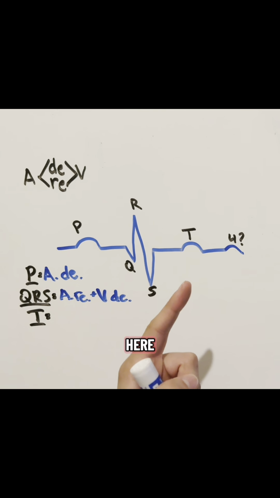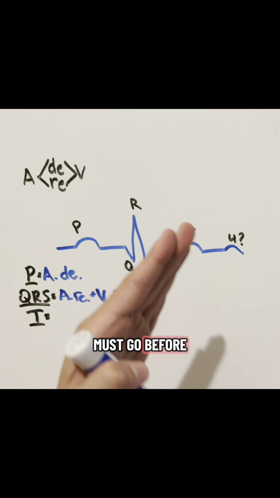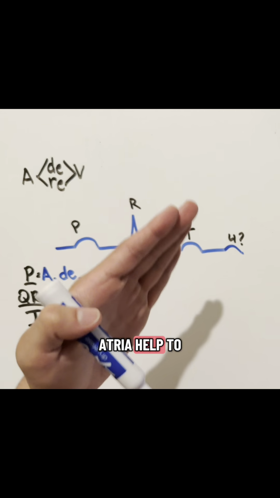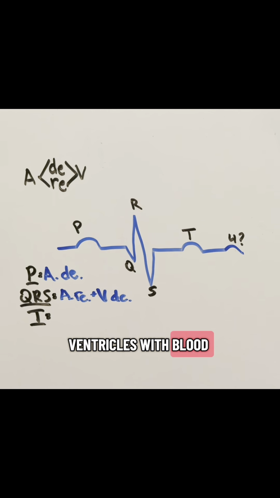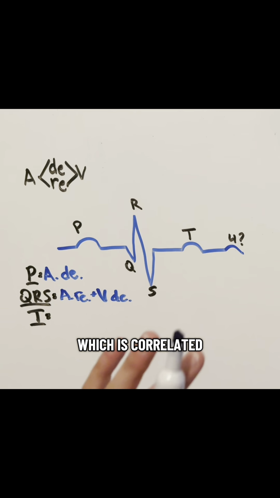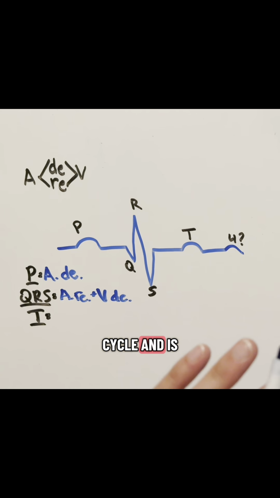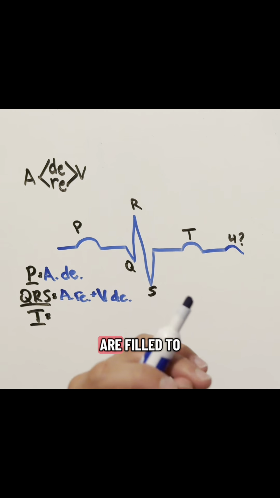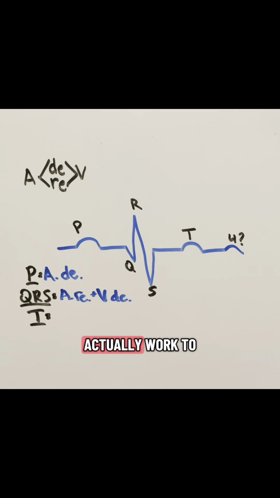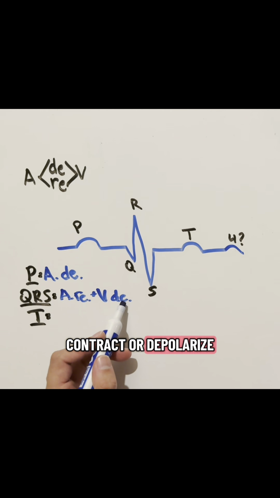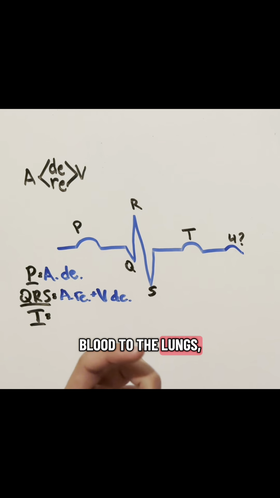That's one principle here. But the other principle here is that the atria must go before the ventricles, so that the atria help to completely fill the ventricles with blood. So the atria depolarize, and this atrial depolarization is atrial systole, which is correlated with stage 5 of the cardiac cycle and is active filling. And active filling occurs to make sure that the ventricles are filled up to their max potential before the ventricles actually work to inject blood. So the atria are going to contract to fill the ventricles. Then the ventricles are going to contract or depolarize to move that blood to the lungs or to the body.